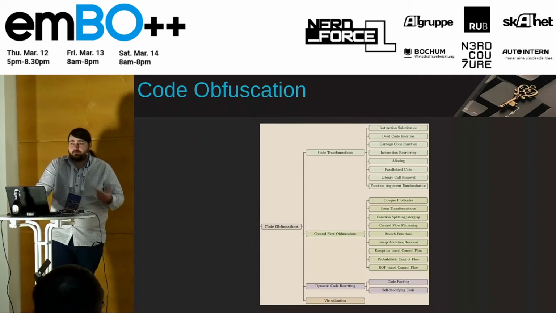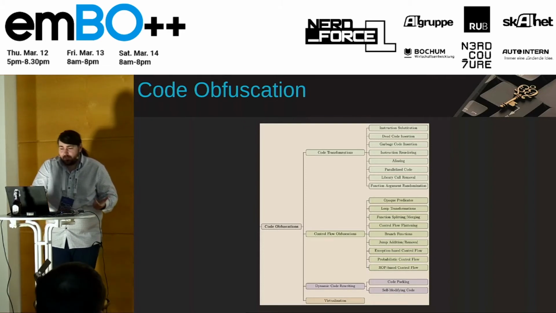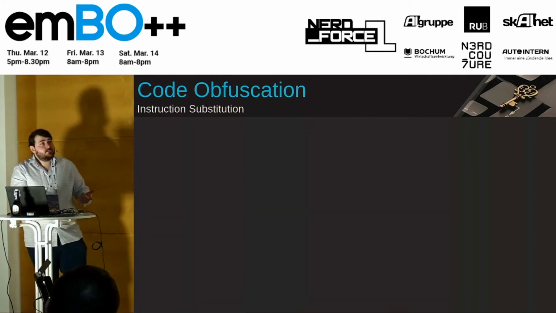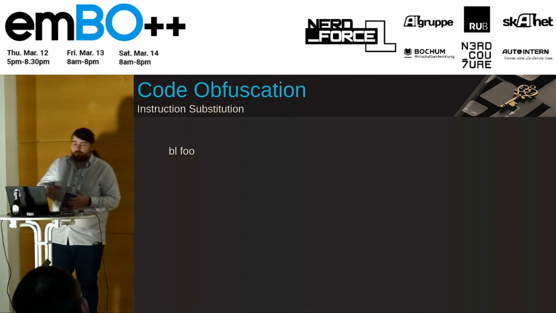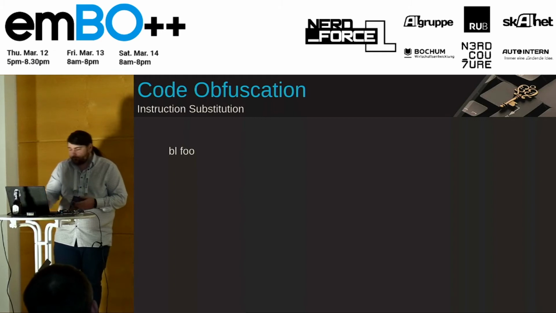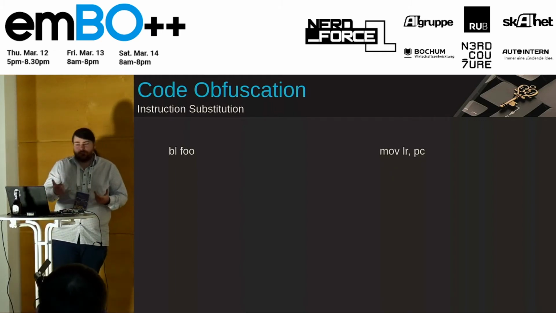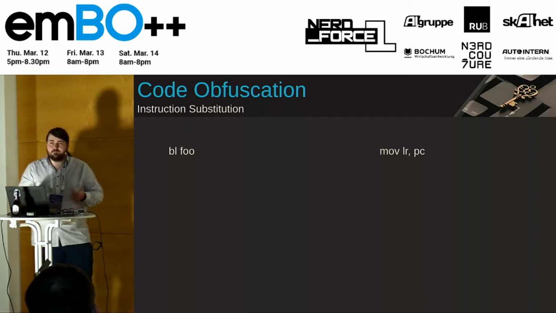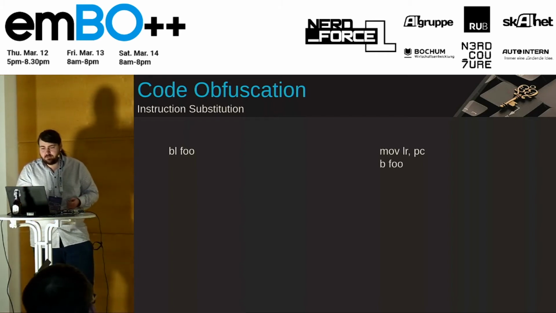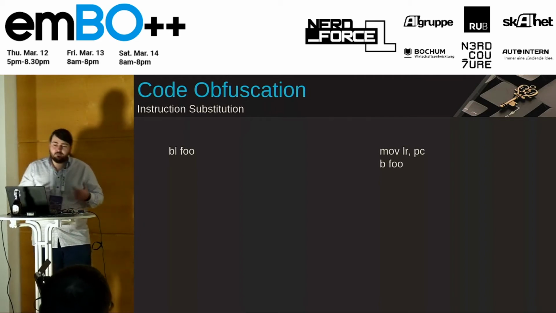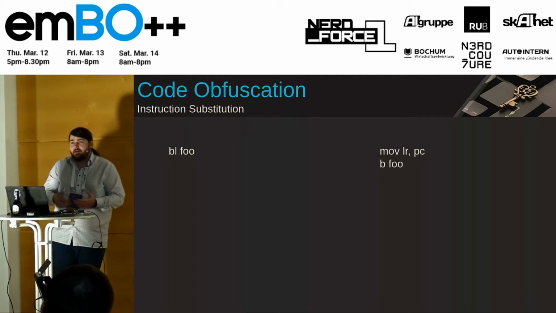But of course, you can also try to obfuscate your code. And the first one is also rather simple. You use instruction substitution. So instead of just calling the function through BL, let's do what BL does internally, manually. You move the next instruction to the link register, and you just branch to foo. It does exactly the same, but of course you use a pattern that might not be recognized as a call.